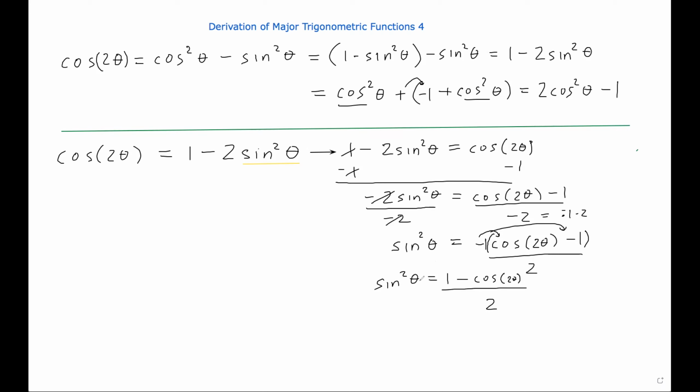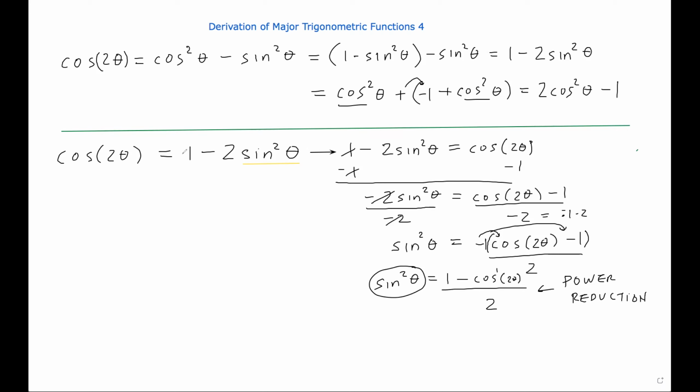Now you can leave it like this. This is called the power reduction formula. So you're taking a power and you're reducing it, right? And when you're doing integration, this comes in handy sometimes. So we can leave it. These are the power reduction formulas.